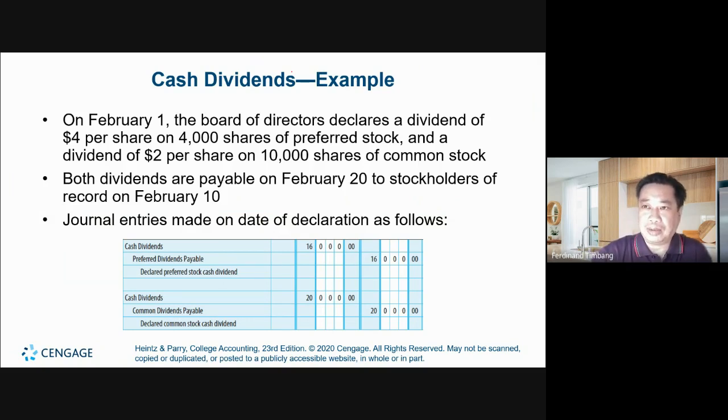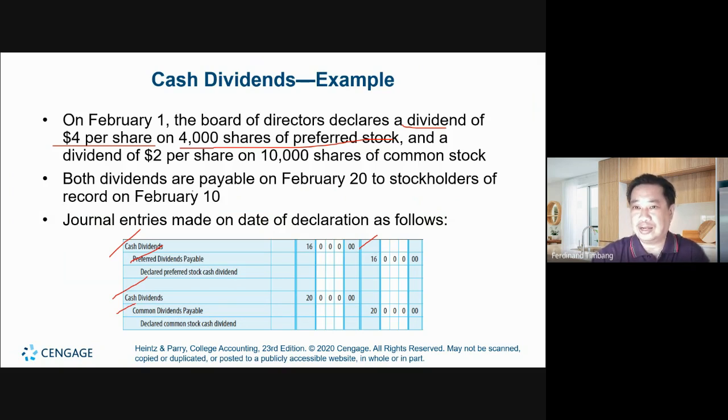So upon declaration, we have the debit cash dividends, then credit preferred dividends payable. So the 16,000 was computed using the 4,000 shares of preferred stock and $4 per share for the dividend. So that's why it is 16,000. And then for the common stock, we debit the cash dividends, then credit common dividends payable.